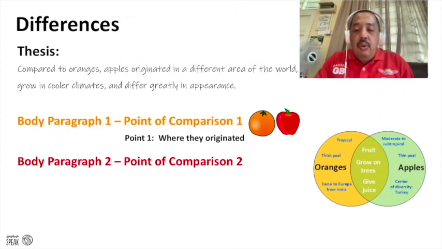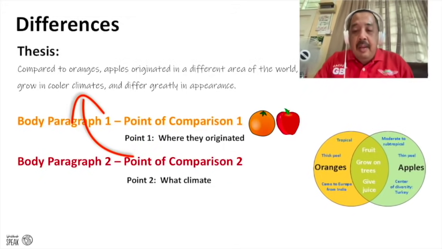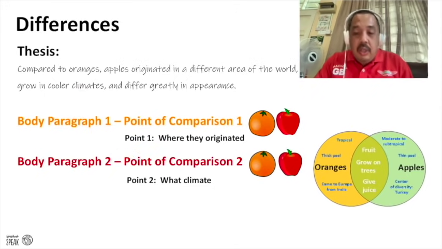Now, what do you think body paragraph number two is going to be about? Well, yeah, you're right. It's going to be about the climate, because that is the second thing I mentioned in my thesis. And again, I'm going to talk about the orange first, and then I'm going to talk about the apple in comparison to the orange.